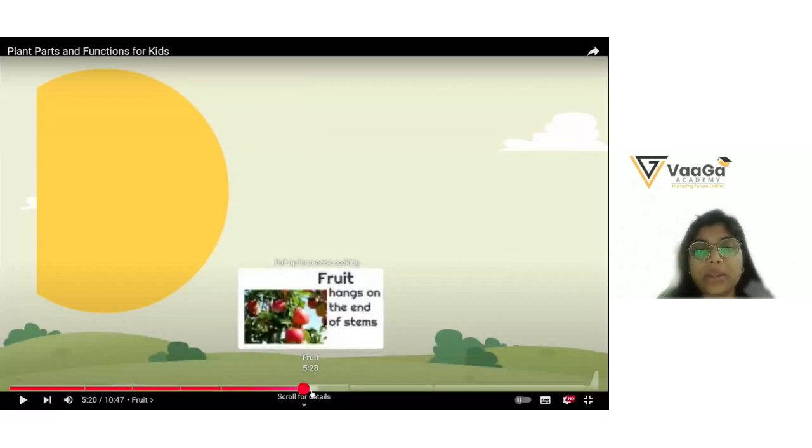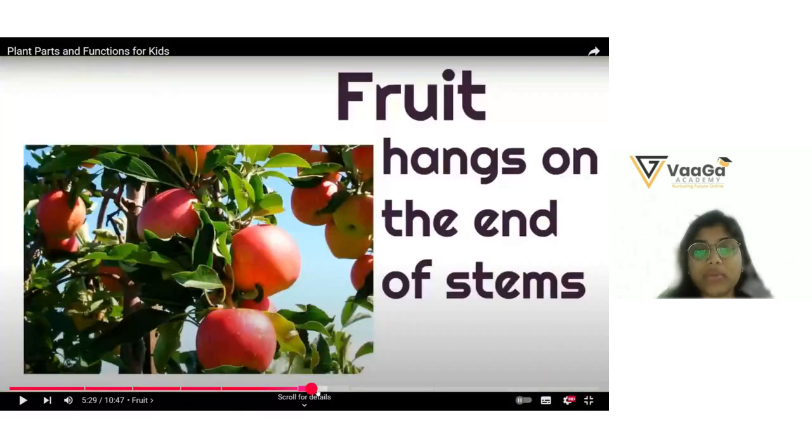Now let's learn about the fruit. See, fruit hangs on the tree. See, these are the fruits. Apple, right? So these are the fruits.